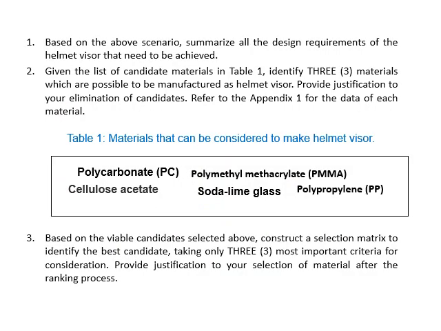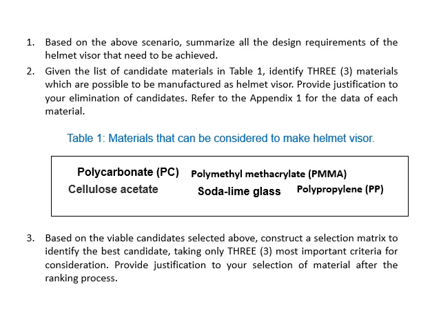Based on the scenario in the previous slide, you can summarize all the design requirements of the helmet visor that need to be achieved. Given the list of candidate materials in Table 1, identify three materials which are possible to be manufactured as a helmet visor. Also, you need to provide the justification for your elimination of the candidates. You need to refer to Appendix 1 for data of each material. Table 1 lists the materials that can be considered to make a helmet visor: polycarbonate, polymethyl methacrylate (PMMA), cellulose acetate, soda lime glass, and polypropylene.